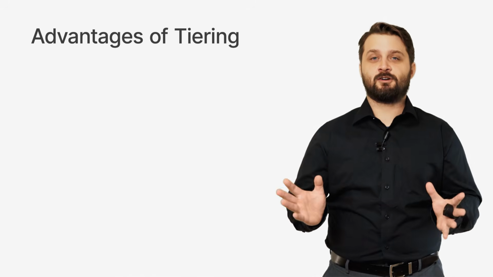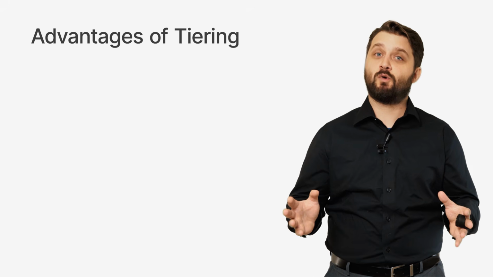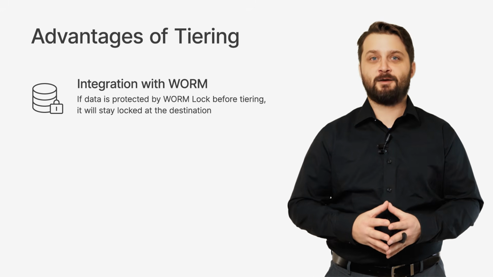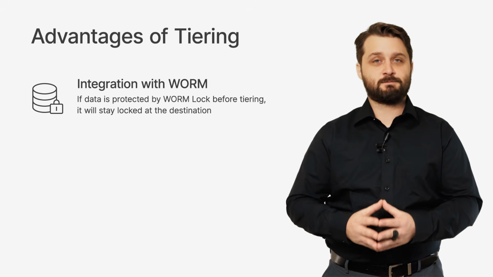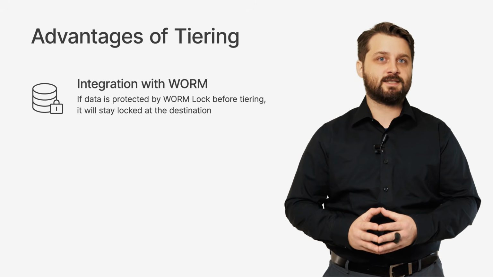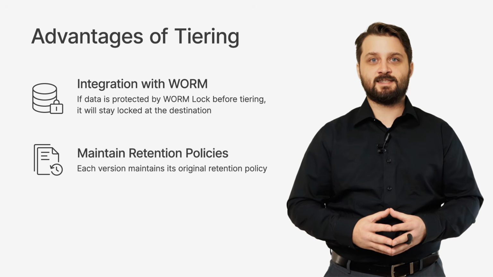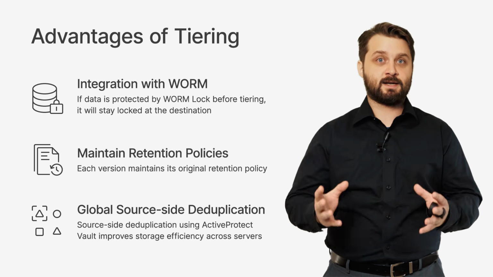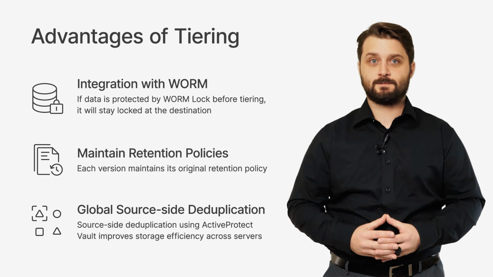Now, the advantages of tiering are such that you retain all the main functionalities of ActiveProtect Manager 1.1 we discussed today. It has full integration with the immutable features and write once, read many policies we talked about today. So if data is protected by this lock before tiering, it'll be locked at the destination as well. You also maintain your full retention policies at the tiered destination, and global source-side deduplication is still respected, and you can still benefit from that in ActiveProtect Manager 1.1.